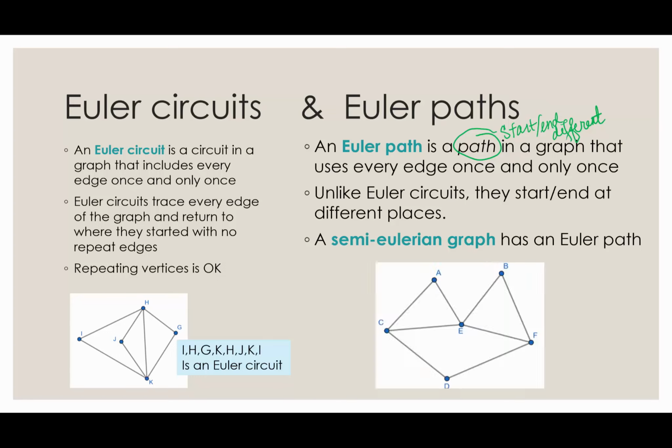So let me show you an example. Here we have a graph, and the following sequence of vertices, starting at C, will give me an Euler path. So here we are at C. I'm going to go from C to A, to E, to B, to F, to D, back to C, and then travel across through the last two edges here, C, E, F, and in this way I've traced every single edge, and that means it's an Euler path because I ended at a different place than I started at.